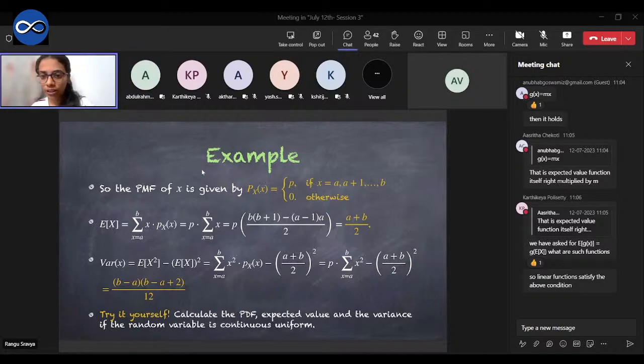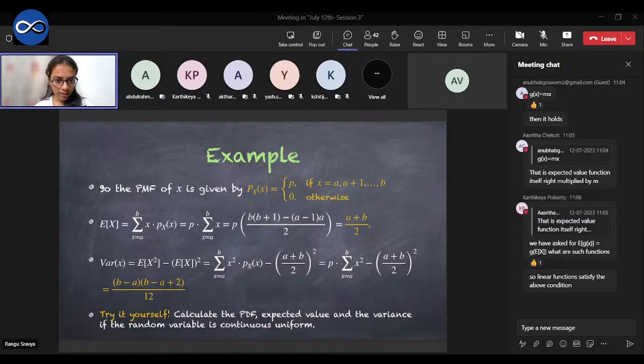Then finally, you'll get it as (a plus b) by 2 on simplification. And for variance, apply the formula which we saw in the previous slide: E of x square minus E of x whole square. Like, you know the difference, right?